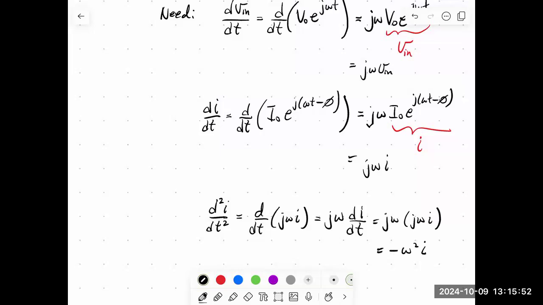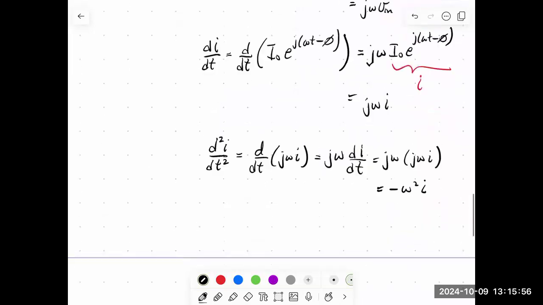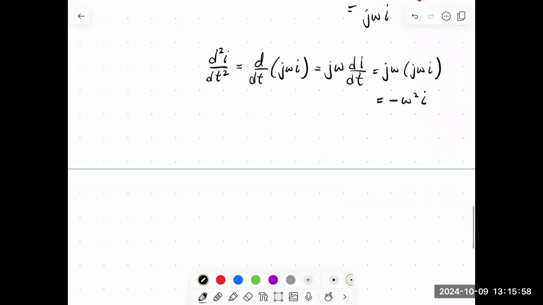Okay, so let's now put these results into our differential equation. Let's see if we can remember what the differential equation was. It was dVn/dt equal to L d2I/dt2 plus R dI/dt plus 1 over C times I.